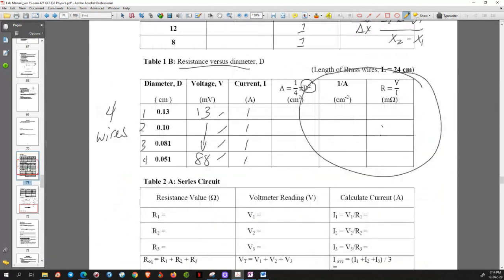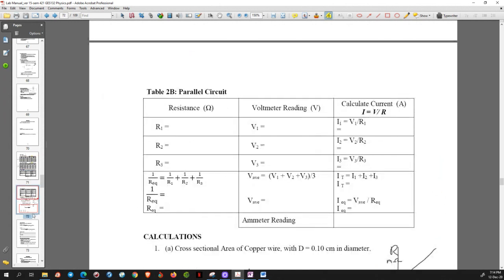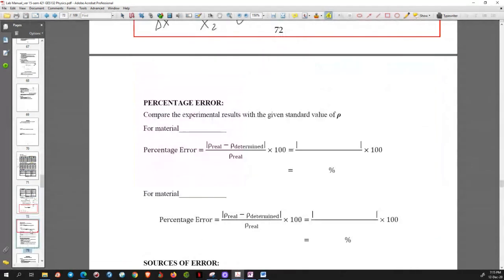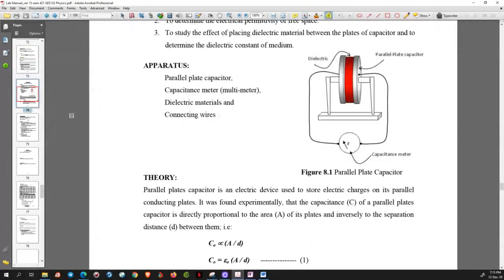Let's go to the next experiment. So how do you know which one is yours? Look at your paper. Oh, copper. Can you see that? Copper. Brass. So from the table, from your own paper, you will see what the material is. Clear? So basically, sir, if I got one wire, it's copper. If I got 4 wires, it's brass. Exactly. That's it. Okay, thank you.